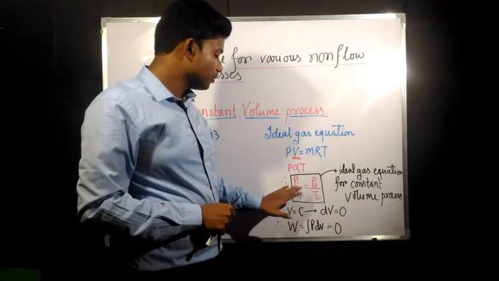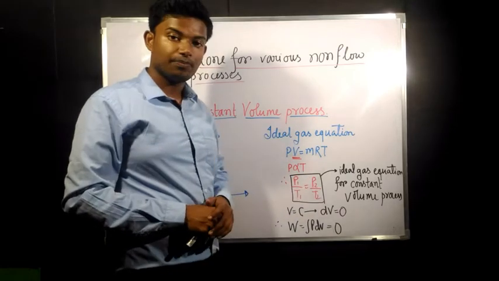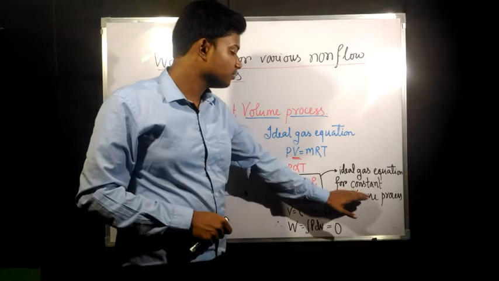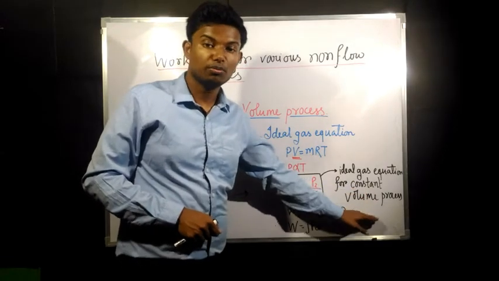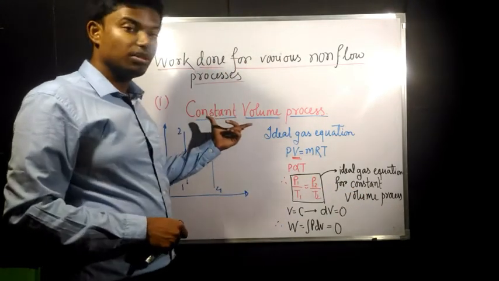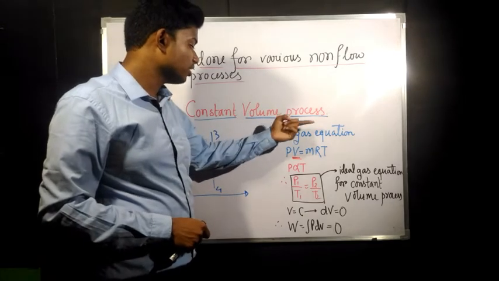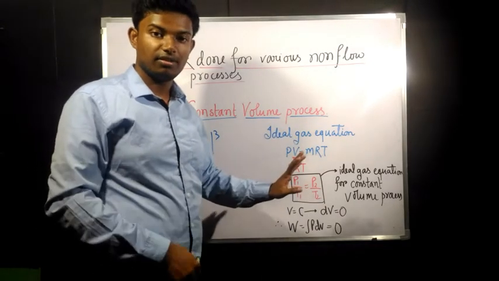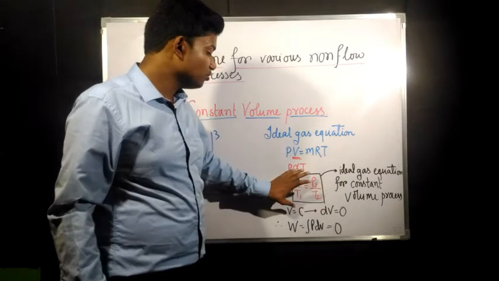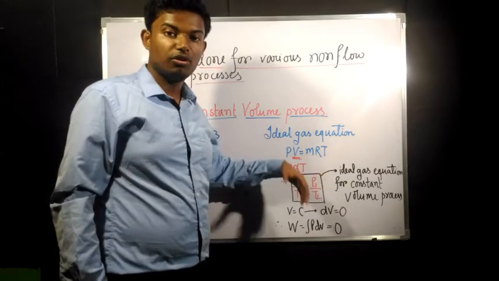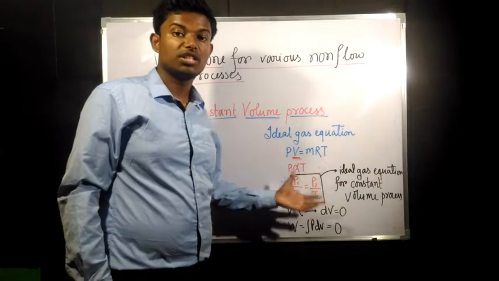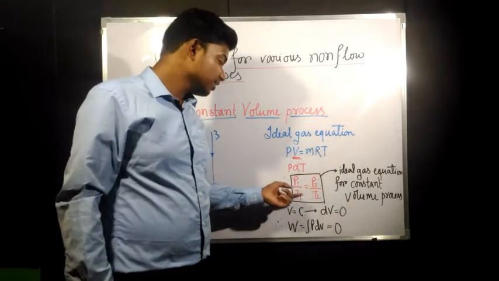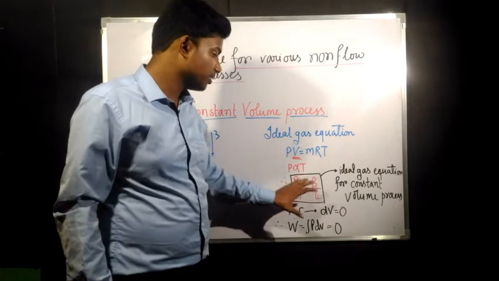So if volume is constant, we can easily write that pressure is proportional to temperature. From this we can write P1 by T1 equals P2 by T2. This is known as the ideal gas equation for a constant volume process. You need to remember that for a constant volume process, P1 by T1 is always equal to P2 by T2. This will be very useful later for solving questions on power cycles like the Brayton cycle, Otto cycle, and diesel cycle, so remember it.